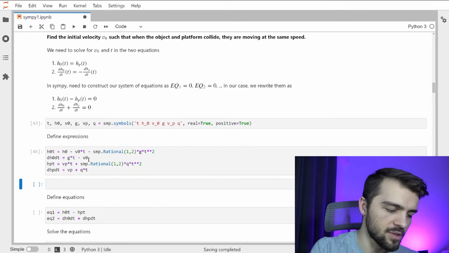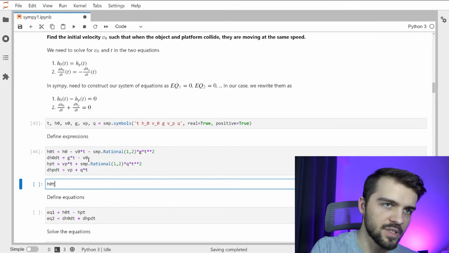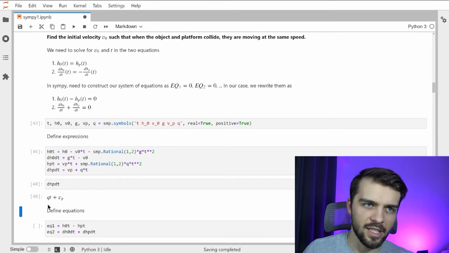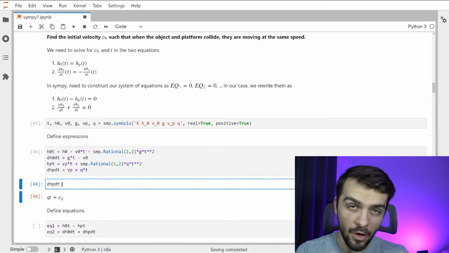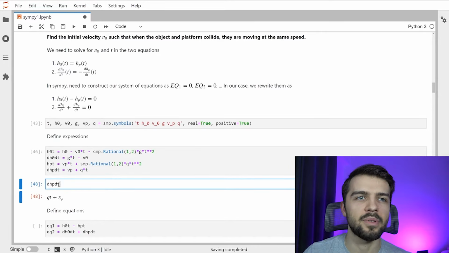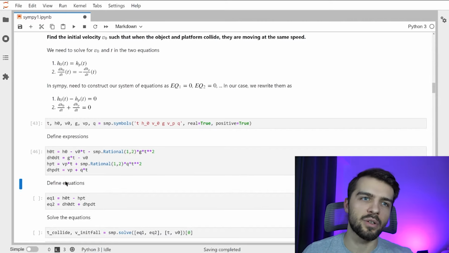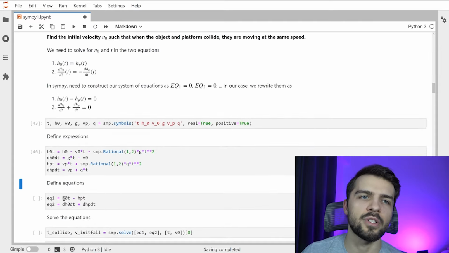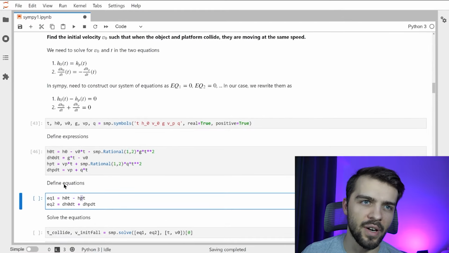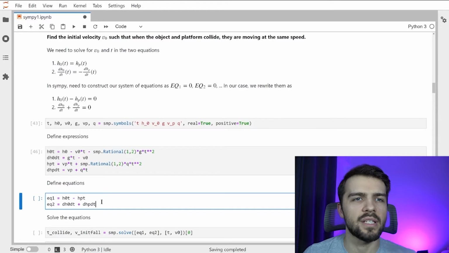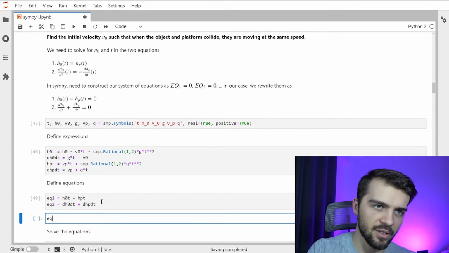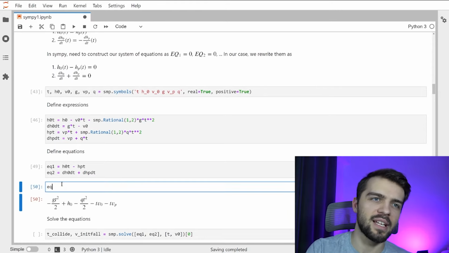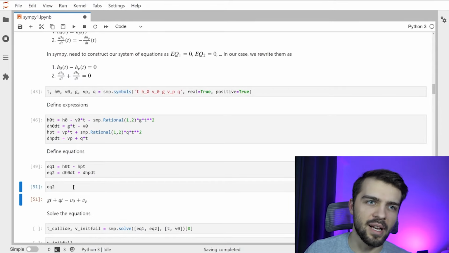So now I have all my expressions and I can look at them. h naught of t, I have my expression that I defined above, dhp dt, the expression I have above. So all my functions here are defined as SymPy variables. Next thing we need to do is define these equations. So I need to define what's on the left-hand side of these equations so I can solve them. So equation one is h naught of t minus hp of t, which I've defined above. And equation two is the sum of these velocities here. And again, I can look at these equations and they're sort of complicated. They're just quadratic equations, but again, it shows up in SymPy nicely here.